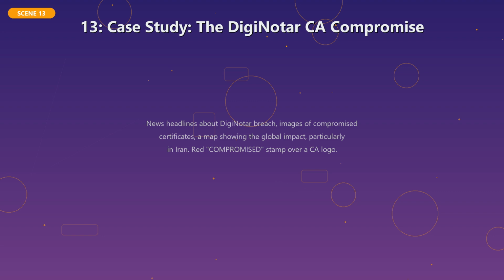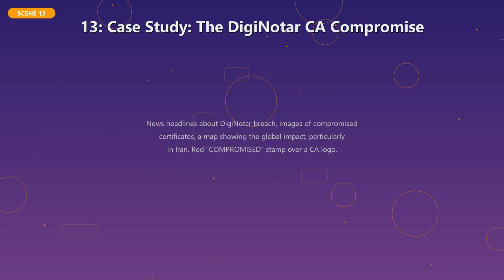The primary target and impact were in Iran, where these fraudulent certificates were reportedly used for widespread surveillance and man-in-the-middle attacks against Iranian citizens trying to access secure websites. The implications were profound, undermining trust. For months, anyone in Iran, and potentially elsewhere, using a browser that trusted DigiNotar could have been unknowingly directed to malicious clones of legitimate sites, with the browser still showing a secure padlock.